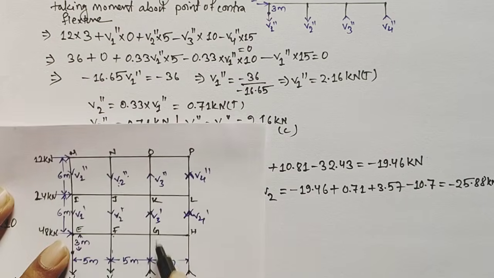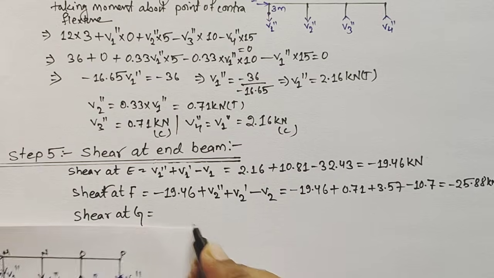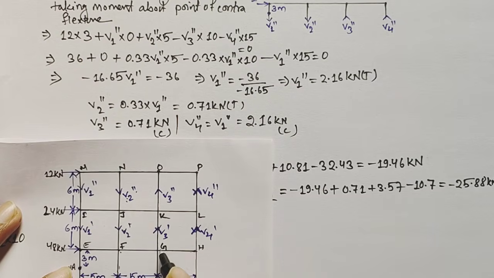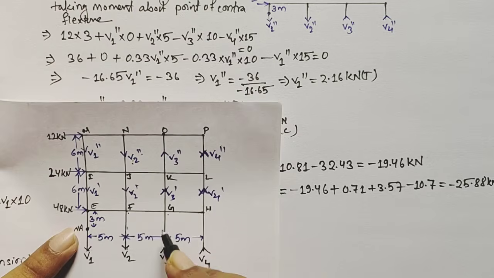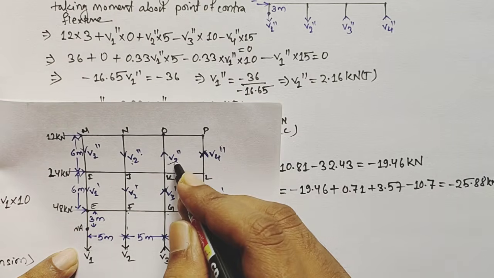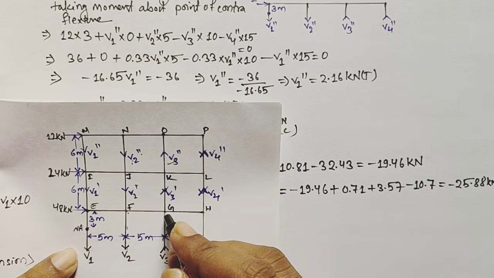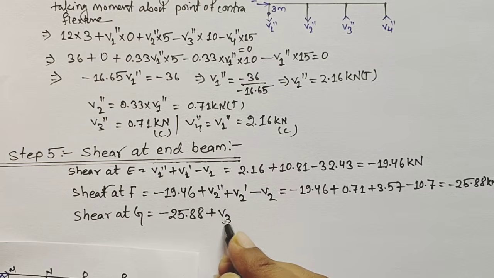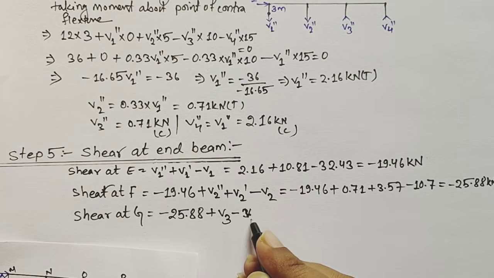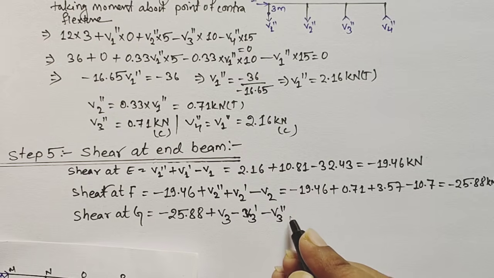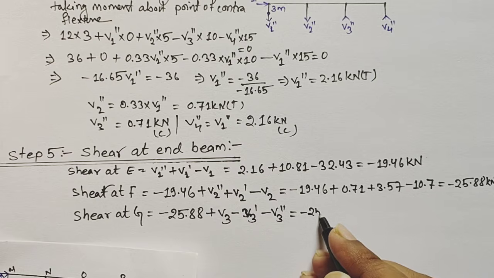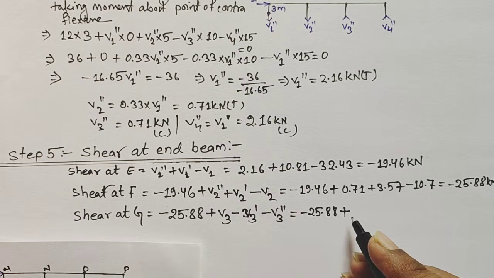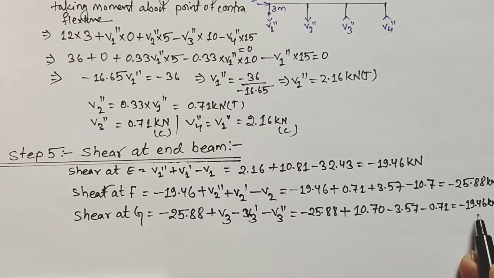Similarly, shear at G. So shear at G, this force will come into action. So minus 25.88, and at G, V3 is moving towards G. See here, V3 is moving towards G, and V3 dash and V3 double dash are moving away. So V3 will be positive, and V3 dash and V3 double dash will be negative. So positive V3 minus V3 dash minus V3 double dash. So it is going to be minus 25.88 plus V3, and put the value of V3. So here is the value of shear at G.